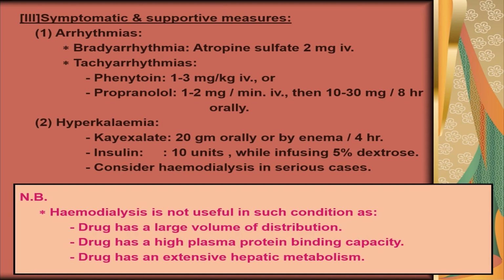For hyperkalemia, Kayexalate 20 grams orally or by enema every 4 hours is indicated. However, this drug is not found or present in Egypt. Insulin is given 10 units while infusing 5% glucose or dextrose to avoid hypoglycemia. It is to be considered to do hemodialysis in serious cases if the hyperkalemia is not responding to the treatment.